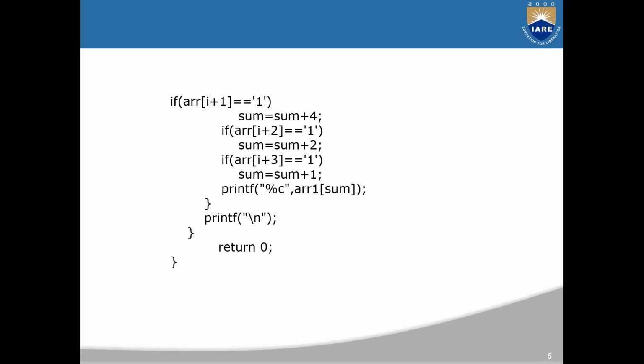Printf, where printf is a predefined function. Percentage c means character of array 1 sum. Then outside of the nested if, we are printing the function. After it, the backslash n makes the code go to the next line. Means when we take the backslash n, it will go to the next line. Then we are making return 0.